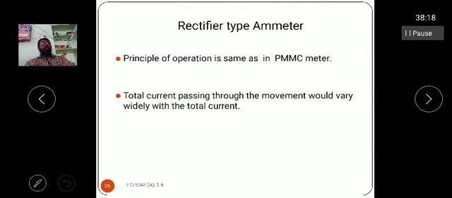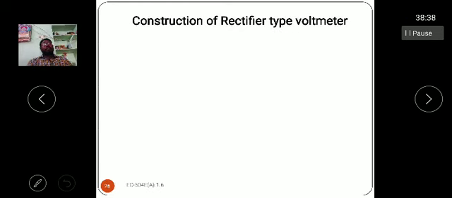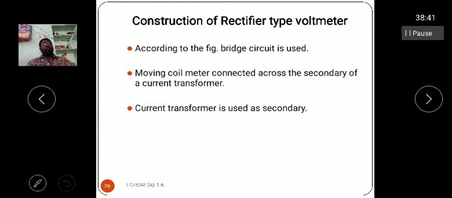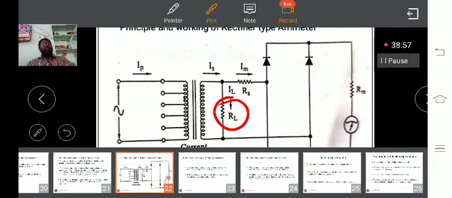The principle of operation of the rectifier ammeter is the same as the PMMC meter. The total current through the movement would vary widely. The secondary current is proportional to the primary current. For the construction of the rectifier type ammeter, according to the figure, a bridge circuit is used. The moving coil meter is connected across the secondary winding of the current transformer, as we are observing in this diagram.